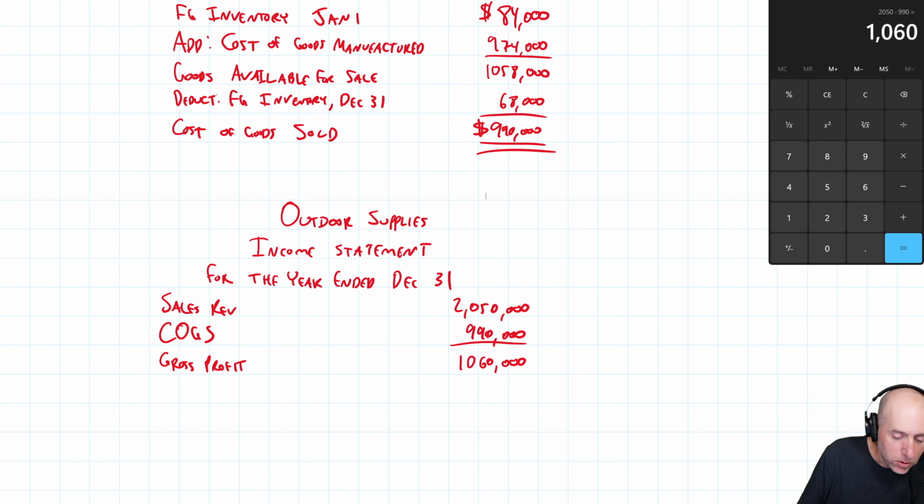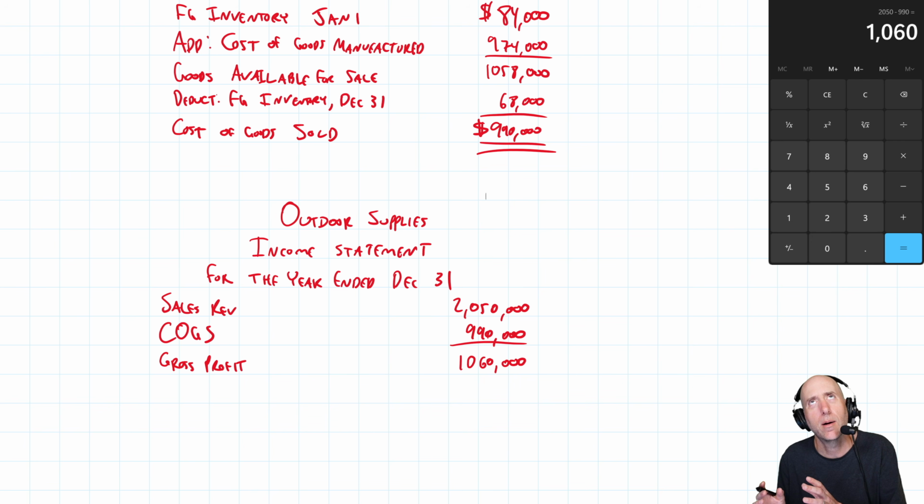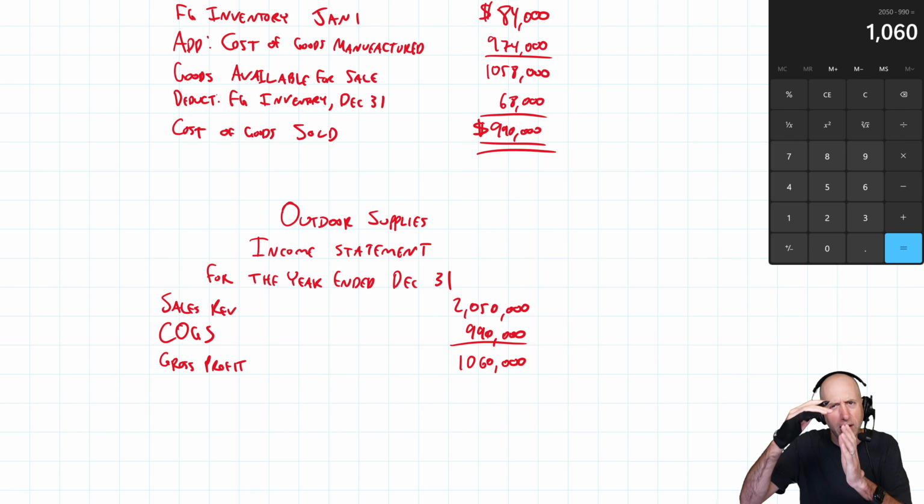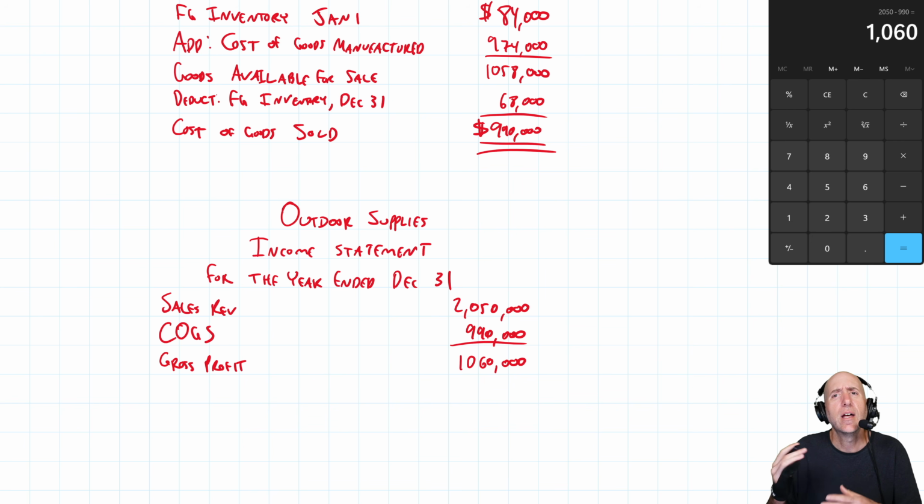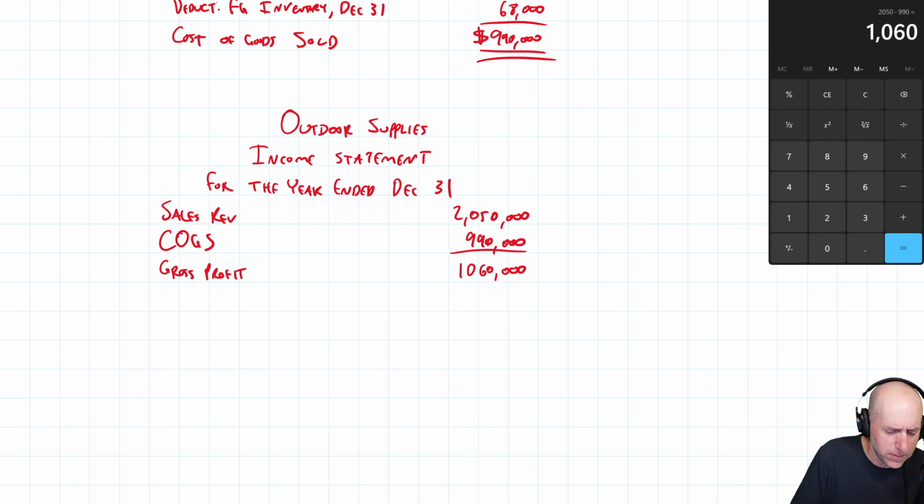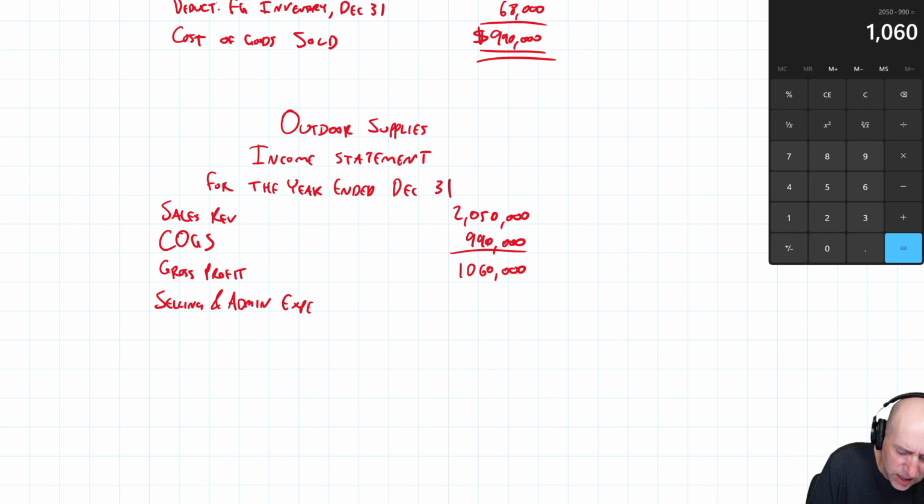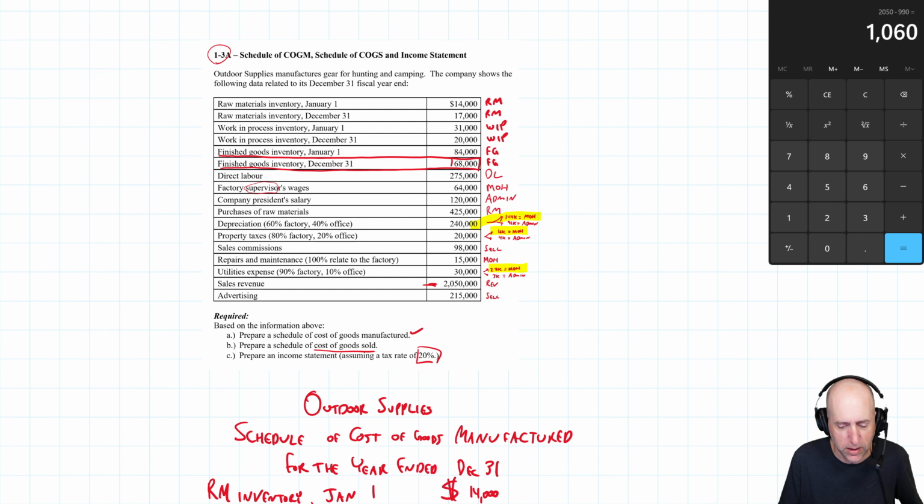Okay, on to the expenses portion. Sales minus cost of goods sold is gross profit. Then, if you took intro financial accounting, we would call the next section operating expenses. In our management accounting class, it's essentially the same section, and we're going to call this selling and admin expenses. You can think of these pretty much in the same way.